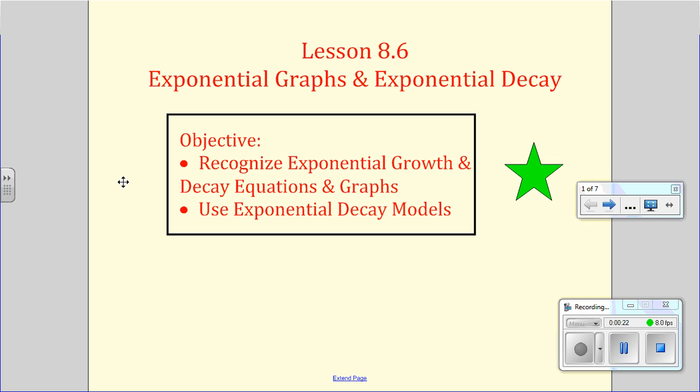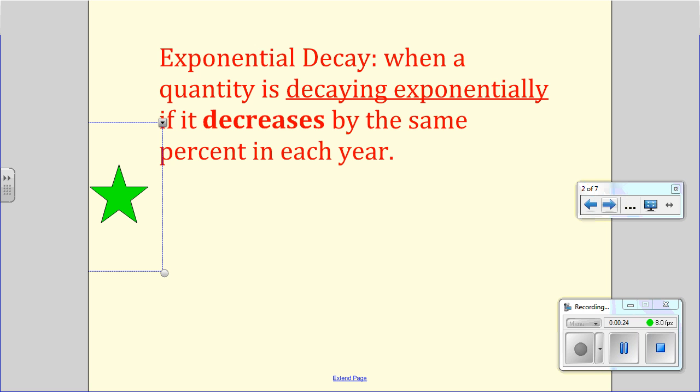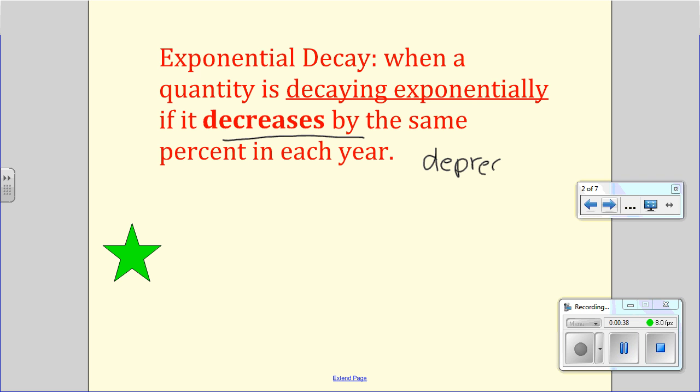And then we're going to use those exponential decay models. Exponential decay is if it's decreasing by the same percent in each year. A couple of words that mean decrease: depreciate is another word for decay. You may not see that it's decaying at this rate, but often when we talk about cars, the car itself is not actually decaying away. It's the value of it. When we talk about the value of something going down, we say it depreciates. That's our key word for decreasing. But it's that same percent in each year.